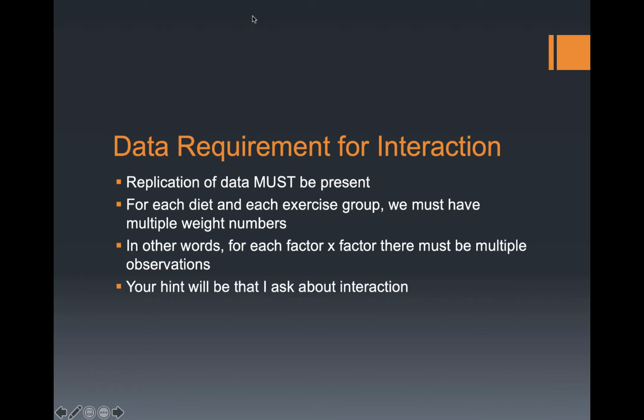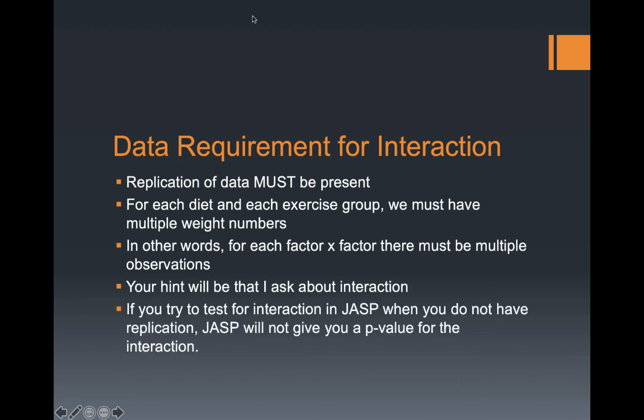For you, the student, your hint will be that I'm asking you about interaction. If interaction doesn't really apply to the problem, then as the teacher, I'm simply not going to ask about it. But when it comes to your project, you need to know when you can or cannot ask for interaction. If you try to test for interaction in JASP when you do not have replication, JASP simply will not give you a p-value for the interaction. But I'm going to show you how you can turn it off.